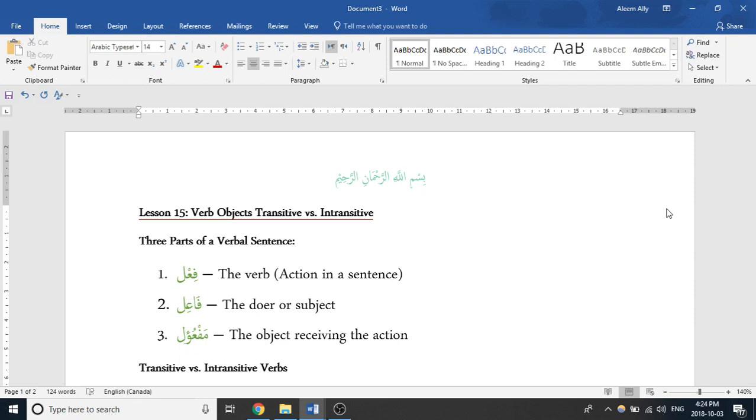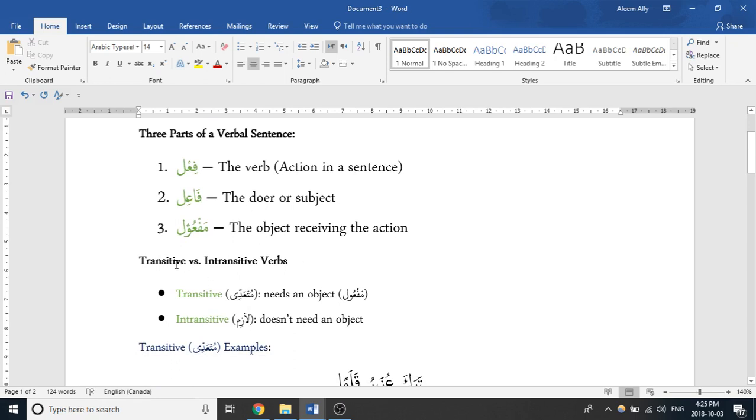But before we get into that, let's just talk about the three parts of a verbal sentence. We know about the fi'l, which is the verb, or more specifically the action in a sentence, then the fa'il, which is the doer or subject, and then the maf'ul, the object receiving the action, right? So today we're going to focus on the maf'ul and its connection to the fa'il.